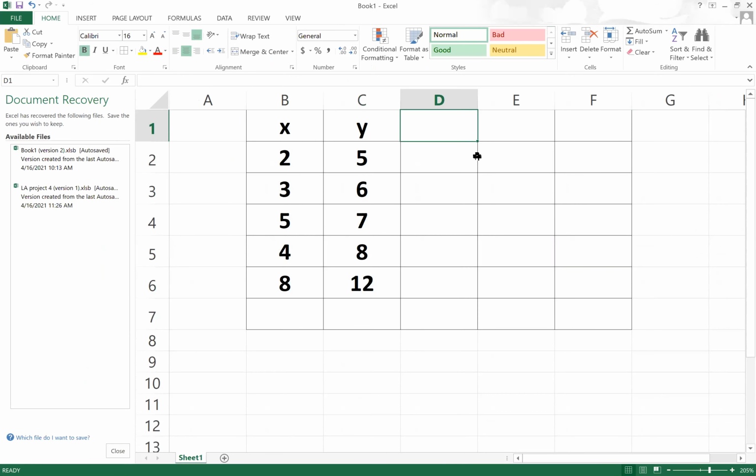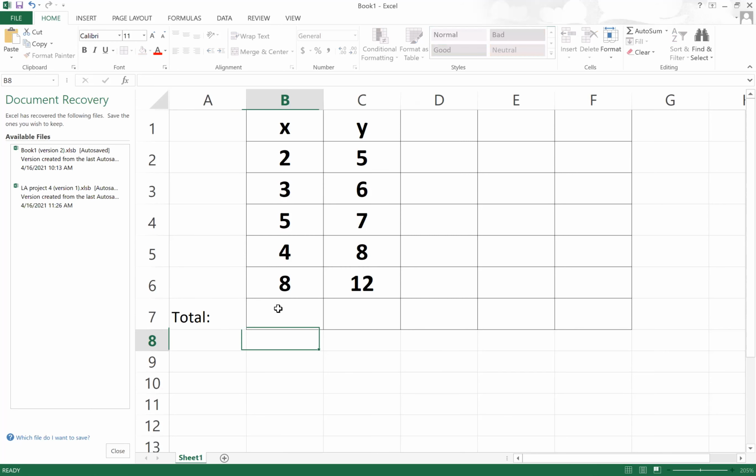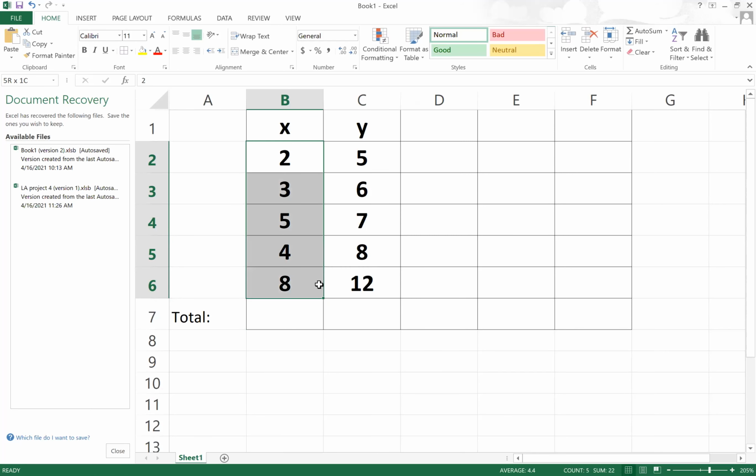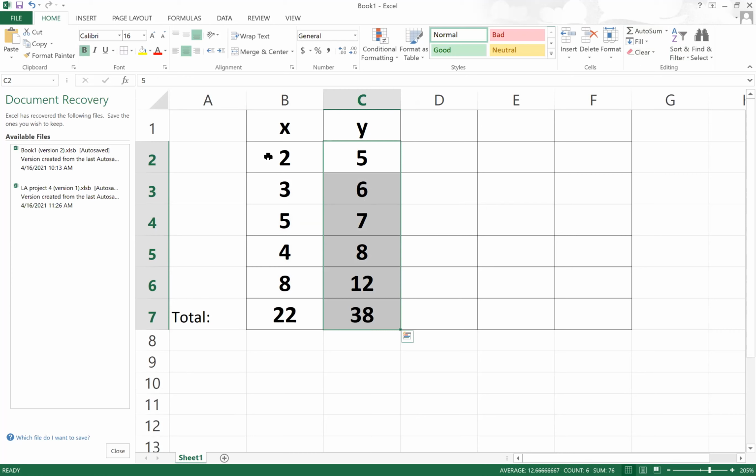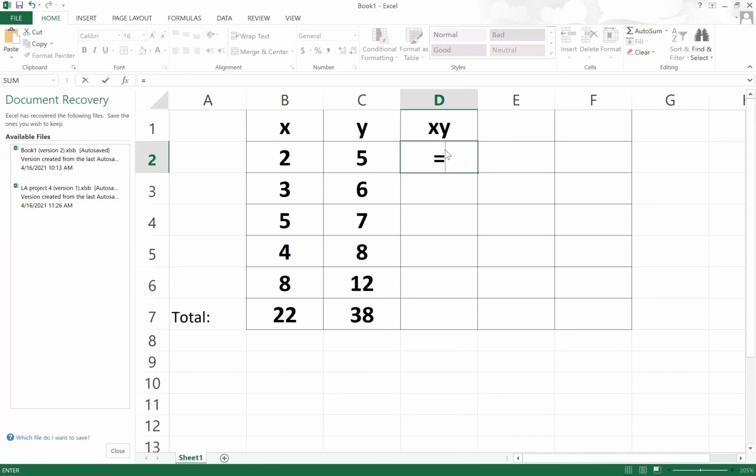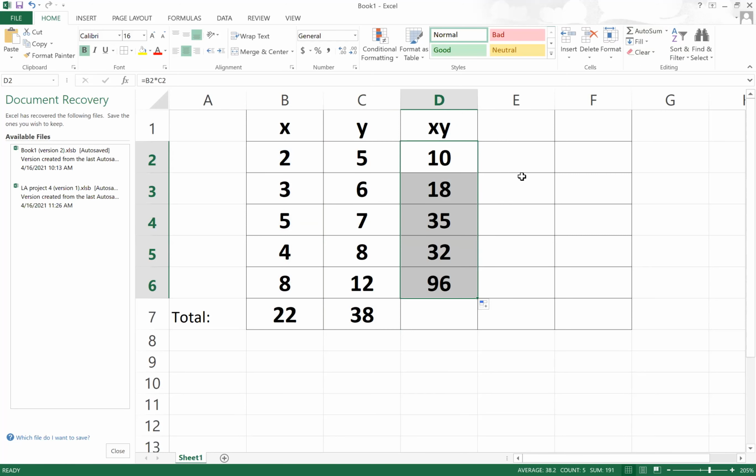Okay, so now this is total, right? So we need to sum up several things. We sum up x. We did it by hand first, right? 22, that's good. Sum up the y, we get 38. And we need xy, x times y. Okay, so you multiply 2 by 5. Then if you do one of them, we can get the rest of them down in Excel, and let's get a total, right, for that one.